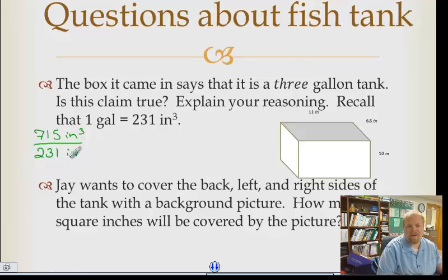So I have 715 cubic inches divided by 231 cubic inches. And when I do that, it's going to equal 3.09. Now, it's asking you, is this claim true? Well, if I was to round this to the nearest gallon, or the nearest whole number, it would be 3 gallons. This is not cubic inches, this is gallons.